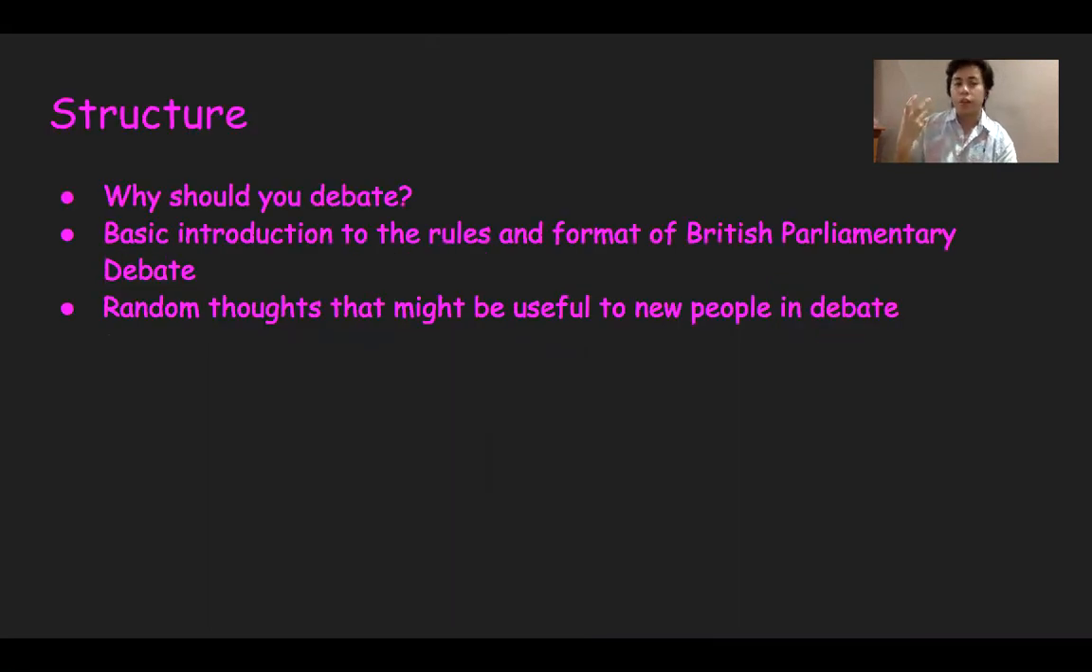So the structure of this lecture is going to be as follows. I think the first thing that I'm going to talk about is why you should debate, or why you should do BP in specific. Then I'm going to go on to the main body, which is basic introduction to the rules, the format of BP debate, and how the arguments work, how positions work, all that sort of stuff. And then I'll go on to some random thoughts that might be useful to people who are starting out in debate, but also a lot of people who have been debating for a while.